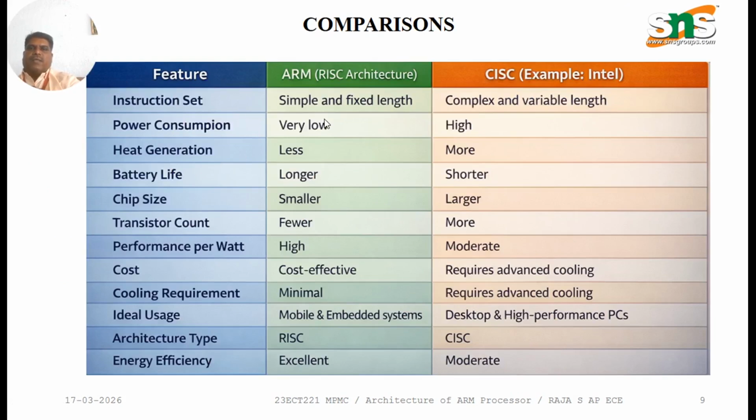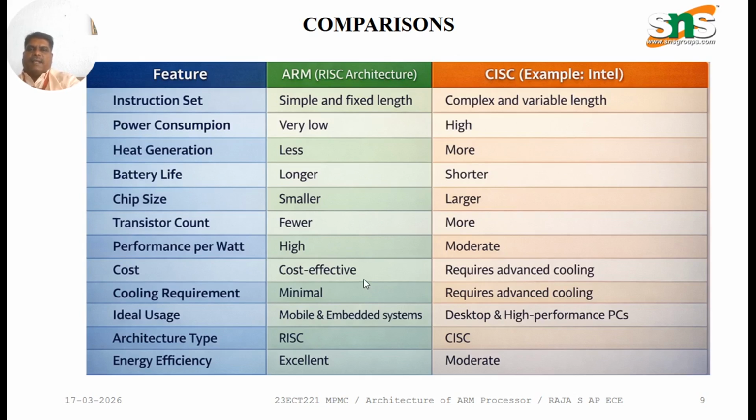Instruction set: ARM uses simple and fixed length, whereas CISC uses complex and variable length. ARM has very low power consumption, whereas CISC has high power consumption. ARM has less heat generation, whereas CISC has more heat generation. The battery life in ARM is longer, the battery life in CISC is shorter, and the chip size of ARM is very small and the CISC is larger. Transistor count: ARM uses very few transistors, whereas CISC uses more transistors because of complex instruction sets. Performance per watt: ARM is very high, whereas CISC is moderate.